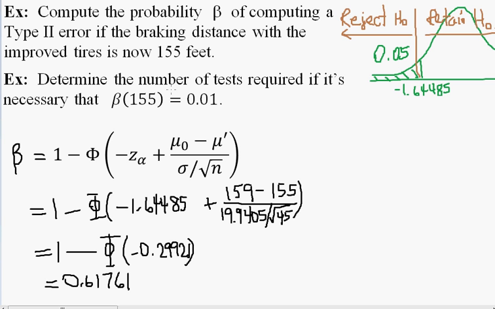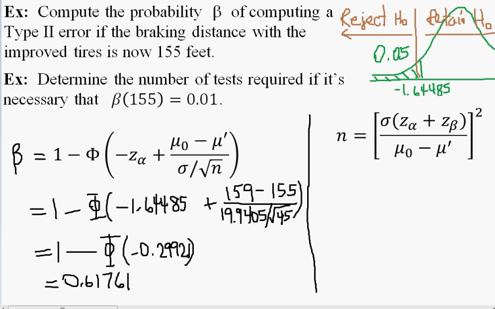The second extension is to determine the number of tests that are required if we want to have beta of 155 equal to 0.01. To do this, we have the formula for the number of samples that are required to obtain that level of accuracy. So we have n equals sigma times z alpha plus z beta over mu naught minus mu prime, whole thing squared. And this formula applies if I have a left tail test or a right tail test.